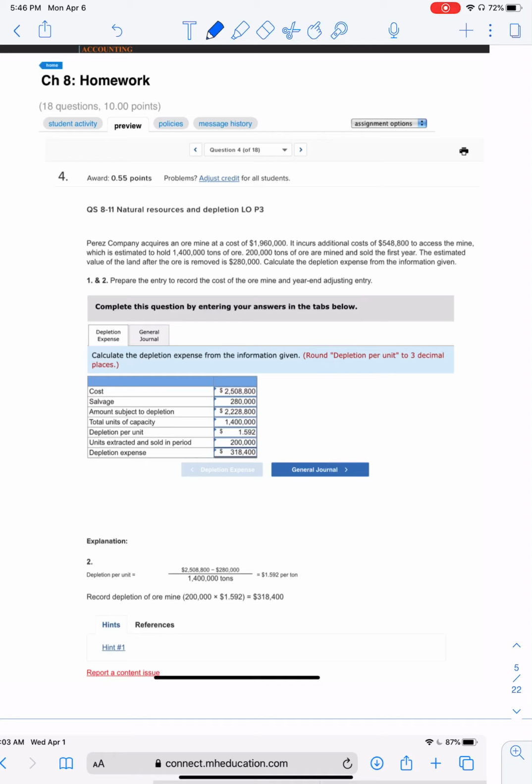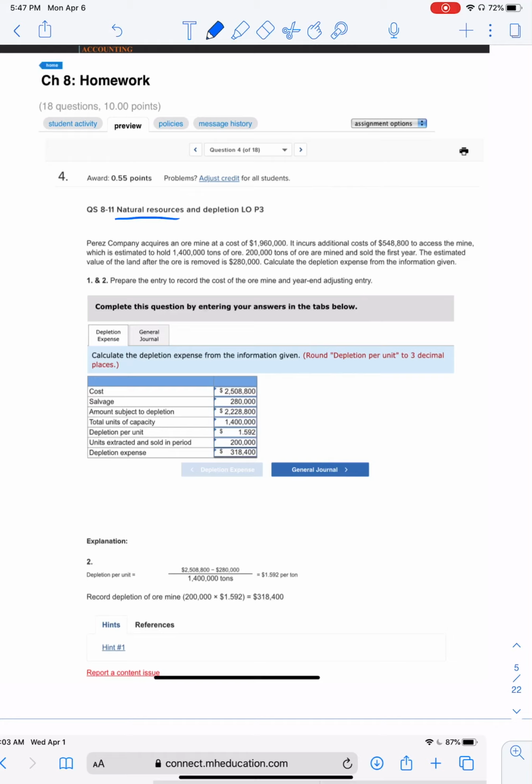So we'll pick up here with number 4, and on number 4 we're looking at natural resources and depletion. Now be very careful because this is depletion, which is different from depreciation. Depreciation is when we're talking about your physical assets, property, plant, equipment, right? We've got buildings, we've got machinery, all that type of stuff. Depletion, on the other hand, is only used when we're talking about our natural resources. So do make sure you're aware of the difference in that terminology so that you don't get confused.